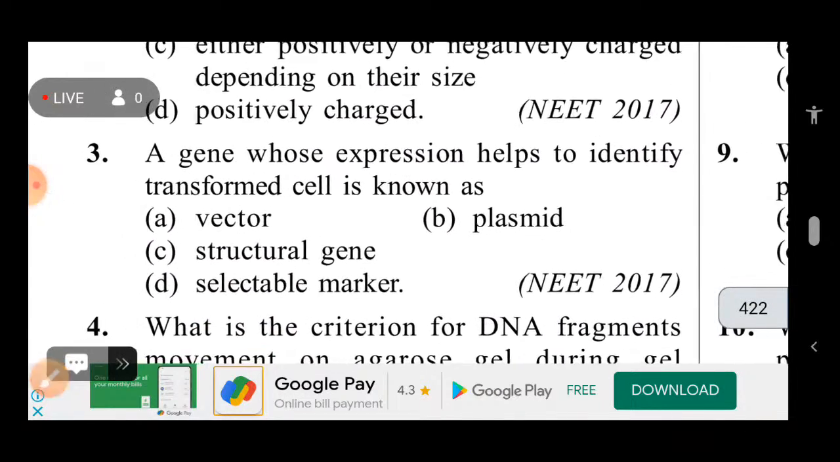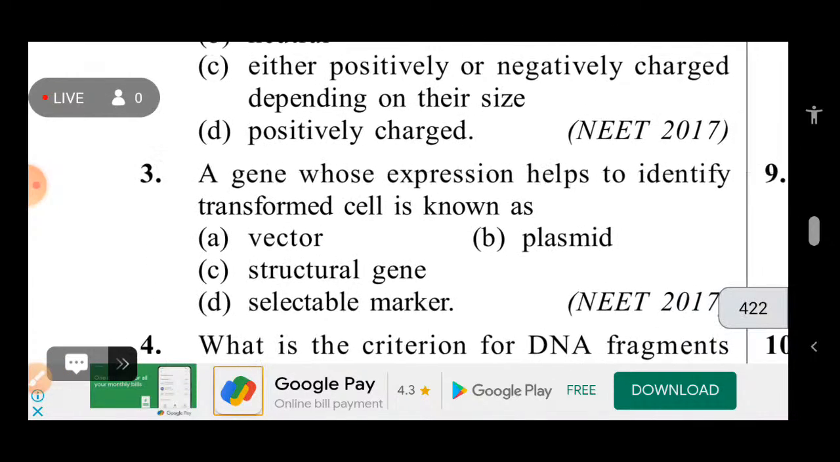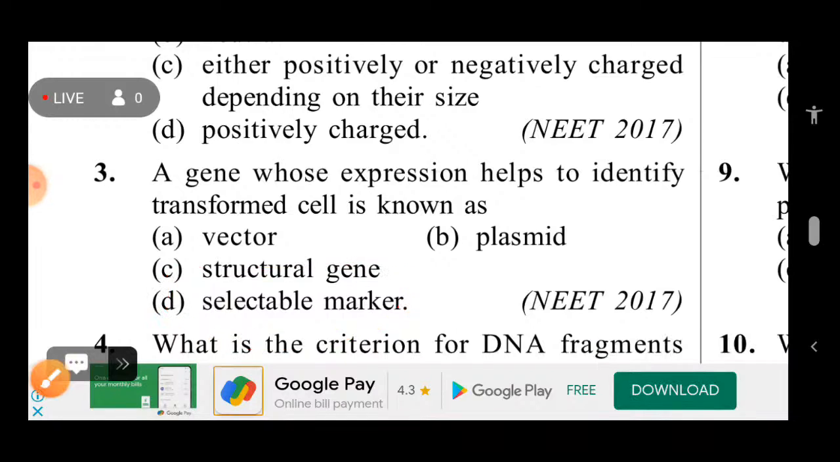Third question: the gene whose expression helps to identify a transformed cell is known as, selectable marker is the correct answer. I think we already studied this. There are some genes called selectable markers. They help in selecting those host cells which contain the vectors. What are vectors? Vectors are the transformant. So they select the transformant and eliminate the non-transformant. Because of this reason, option D, selectable marker, is the correct answer.